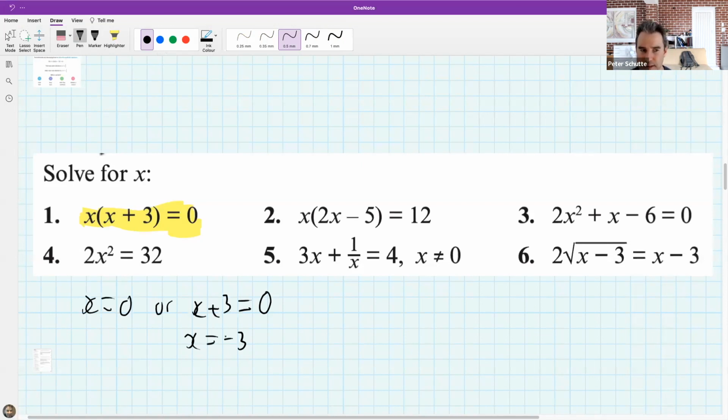And I just want to point something else out. You can check if you got the right answer. Because if I take -3, for example, and I put it back in the equation, what is -3 plus 3? It's going to be 0. And 0 times anything is 0, which means that I've made my equation true. And the same thing is true for 0. If I put a 0 where the x is, 0 times, it doesn't matter what's in the bracket. 0 times anything is 0.